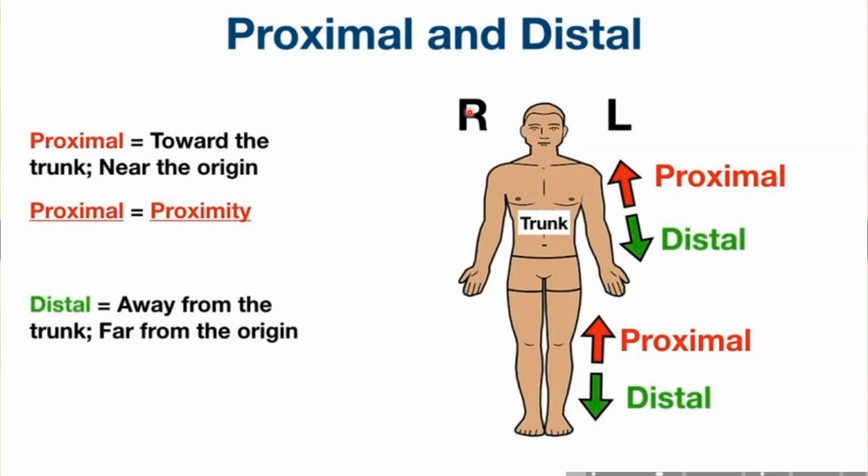Then we'll look at another directional term. We'll look at proximal and distal. Proximal means that it is towards the trunk. So this is the trunk or your torso, or near the origin. So proximal simply means proximity. Then distal means it is away. Distal is like a distance. You are so distant. That's where the word comes from, distal. So you are away from the trunk, far away from the origin.